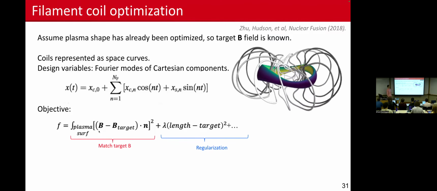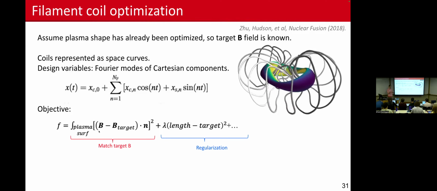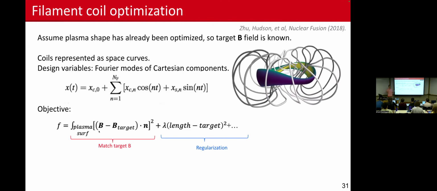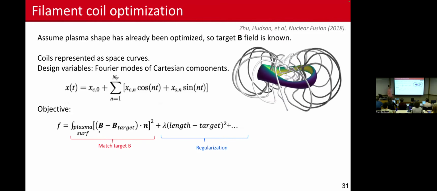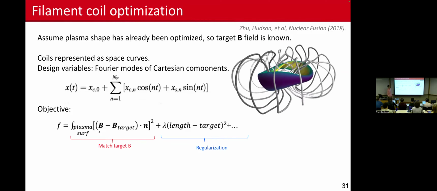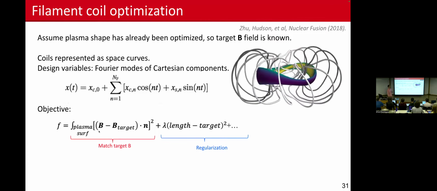And then typically there's many other things you want to add here. Like you don't want coils that are super close to the plasma. You don't want coils that have super high curvature. So yeah, the list goes on and on and on, things you can add here. And unfortunately, each of them comes with weights. Typically, we manually tune those weights. There's a lot of work to be done.